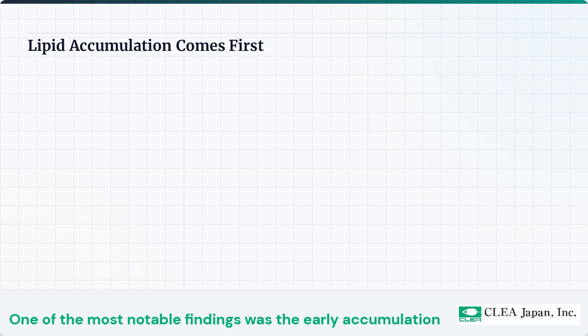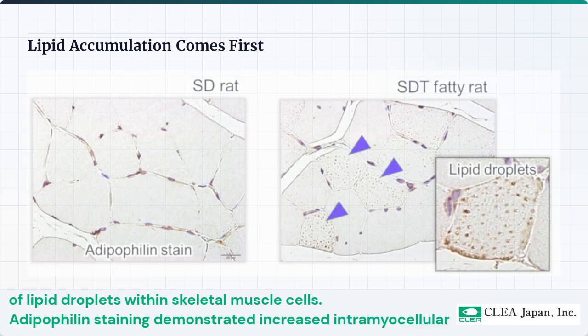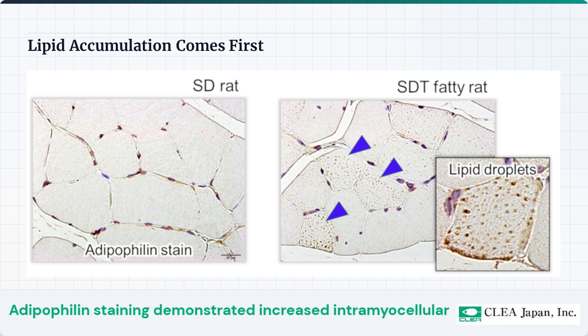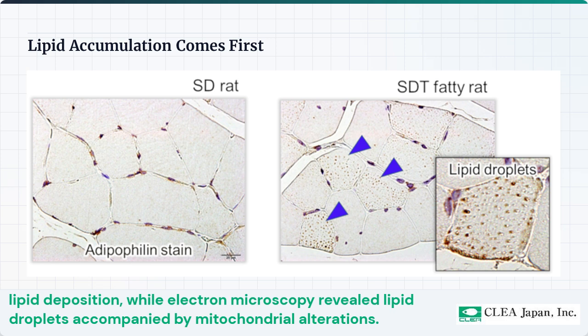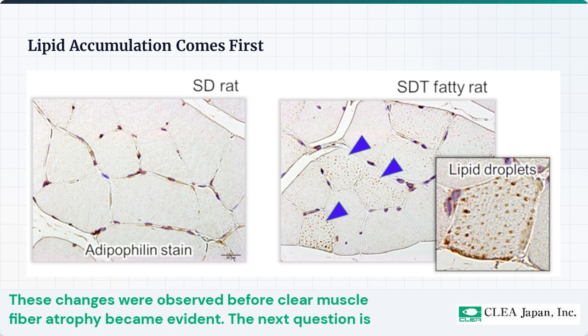One of the most notable findings was the early accumulation of lipid droplets within skeletal muscle cells. Adipophilin staining demonstrated increased intramyocellular lipid deposition, while electron microscopy revealed lipid droplets accompanied by mitochondrial alterations. These changes were observed before clear muscle fiber atrophy became evident.